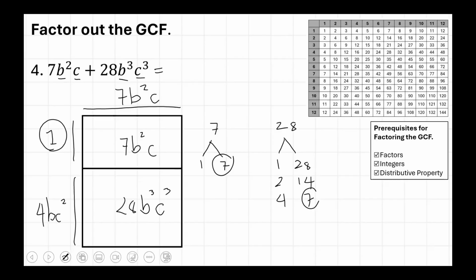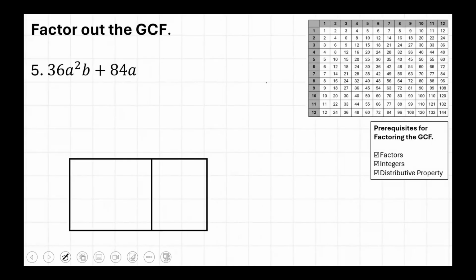And we can always check, again, by using the distributive property. So our factored form is 7b squared c parenthesis, 1 plus 4bc squared. And that's our factored form. Let's have question number 5. Let's write our area, 36a squared b, and 84a.